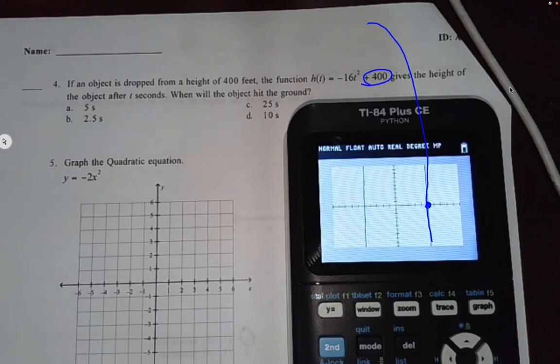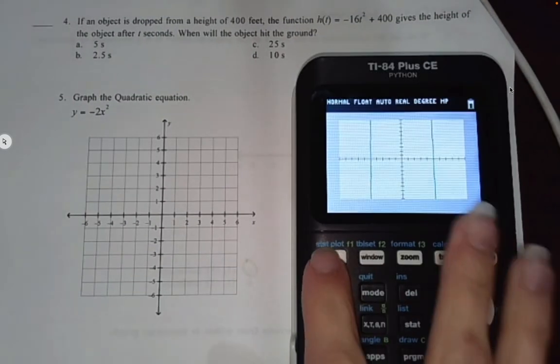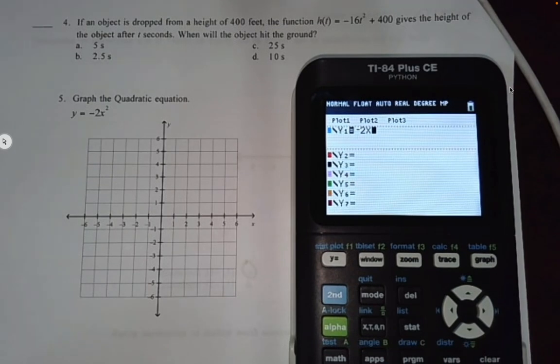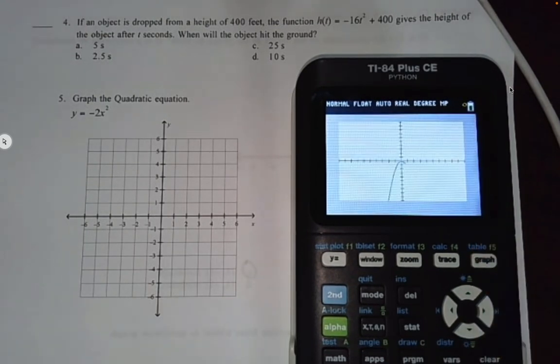Yeah? All right, now, still graphing on the calculator. It says, graph this quadratic equation. So I'm going to type in -2x squared. Y'all, I have one more calculator. Does anybody need one? You want to borrow one? Here. So I just typed in y equals -2x squared. You're welcome. All right, is everybody good with that?